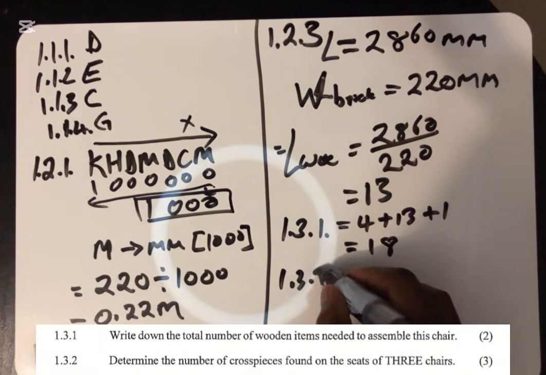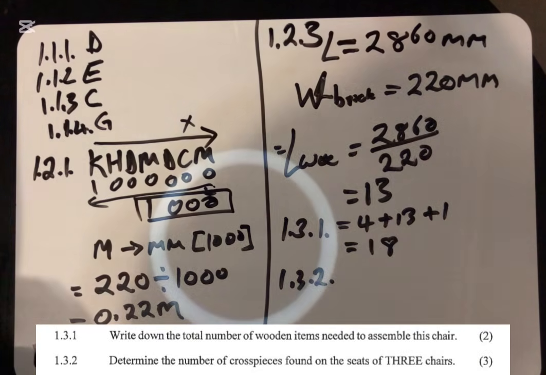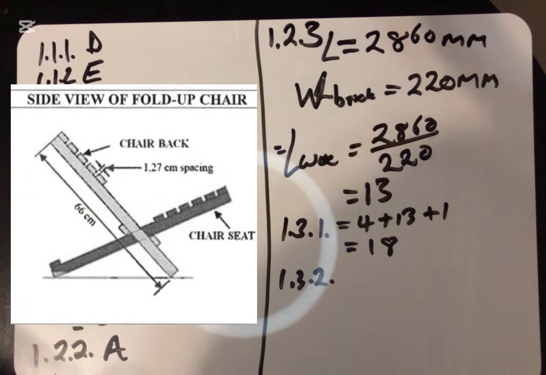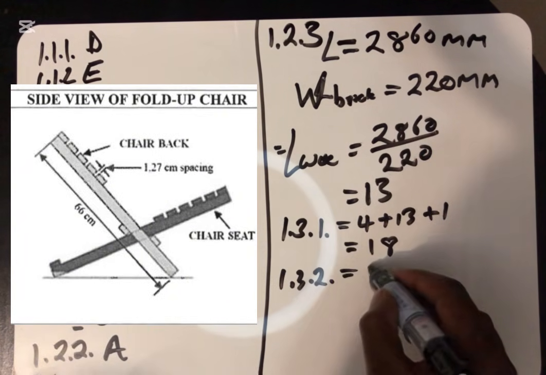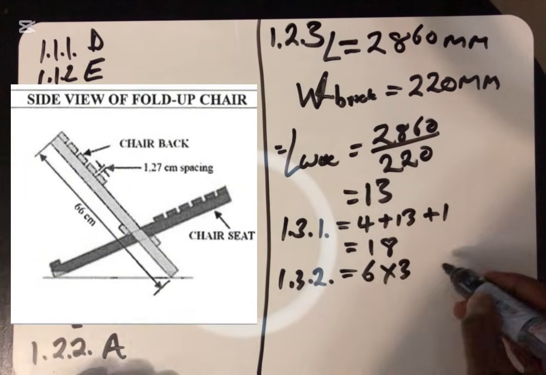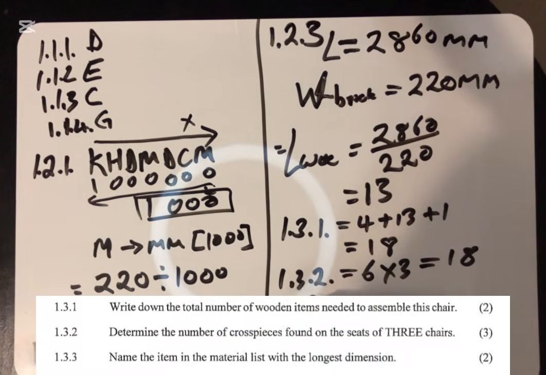Then 1.3.2. It says determine the number of cross pieces found on the seat of 3 chairs. So if we check here, the number of cross pieces in one chair is 1, 2, 3, 4, 5, 6. There are 6. But in 3 chairs, we're going to multiply by 3, which is going to give us 18.